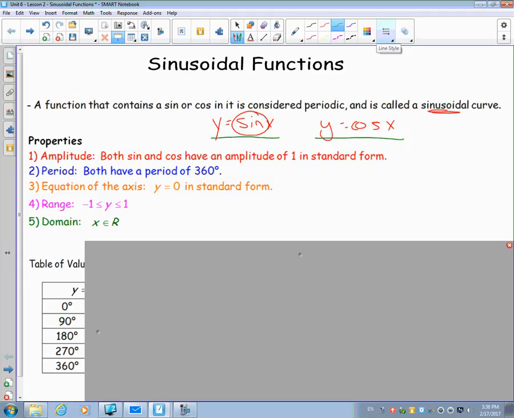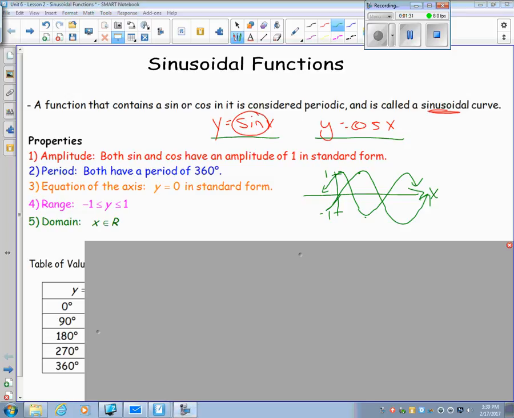Both of these have a period of 360. That means they repeat every 360 degrees. They both have an equation of the axis of y equals 0. The central axis is right in the middle of the graph, the x-axis. They both have a range of -1 to +1, so they go as high as 1 and as low as -1. And their domain's all real numbers. These things keep repeating over and over again forever and ever in both directions. So I can go up and down and up, or down and up and down, and they're going to keep on going.